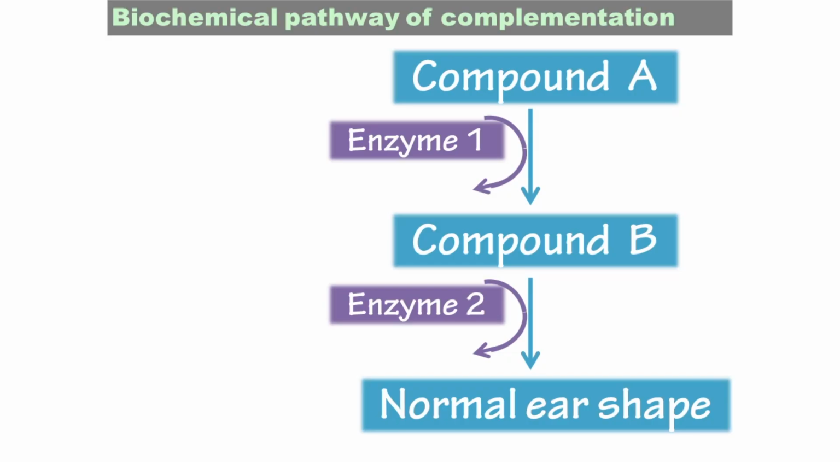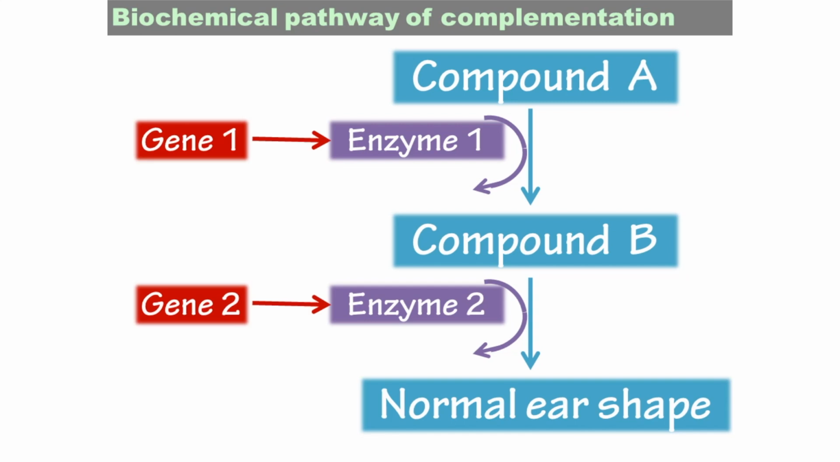When we look at biochemical pathways, every step will always be catalyzed by an enzyme. So you need enzyme 1 to go from compound A to compound B. You need enzyme 2 to go from compound B to the normal ear shape. And every enzyme is going to be coded for by a gene. That's usually what they do. So now we've got gene 1, gene 2. This helps us understand how we might get this pattern that we saw.